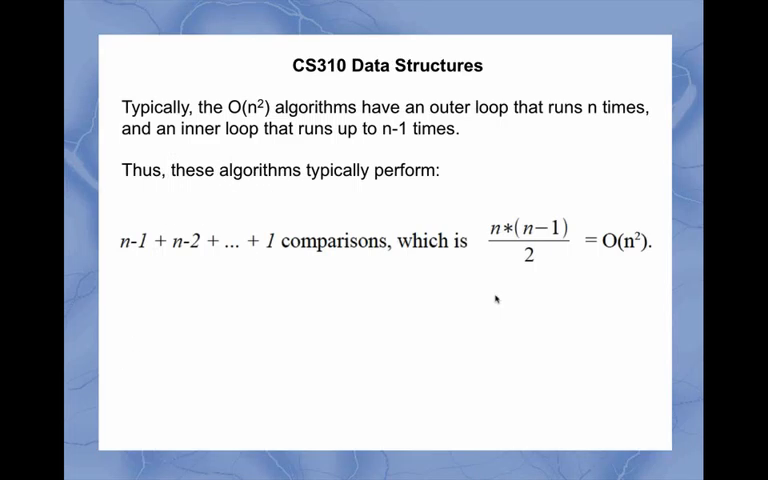Typically, these n-squared algorithms have an outer loop that runs n times and then an inner loop that runs up to n-1 times. And so these algorithms will typically perform n-1 plus n-2 plus n-3 down to 1 comparisons. And this is an identity: we have n times n-1 over 2. And this, of course, is n squared in complexity.